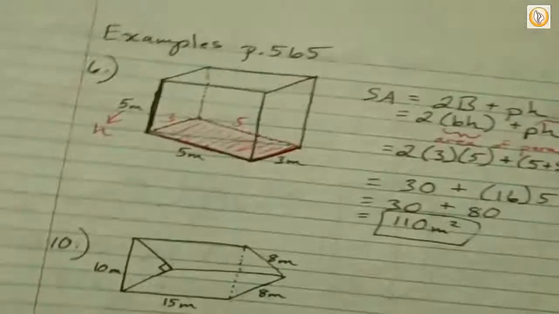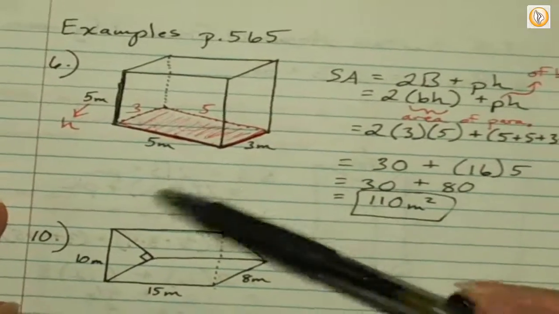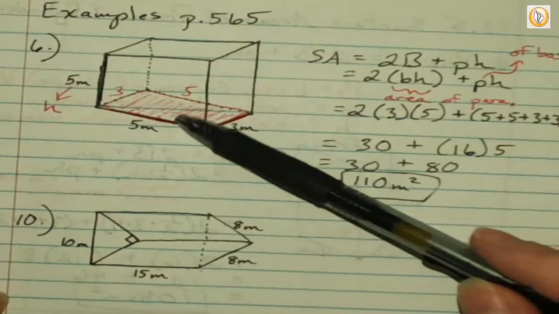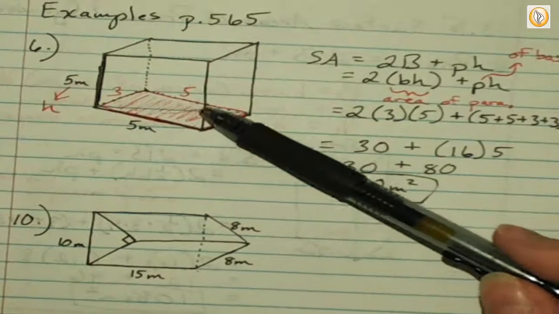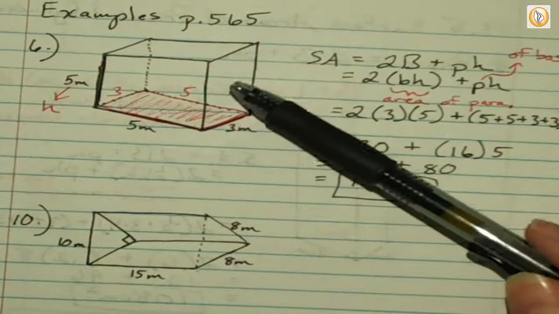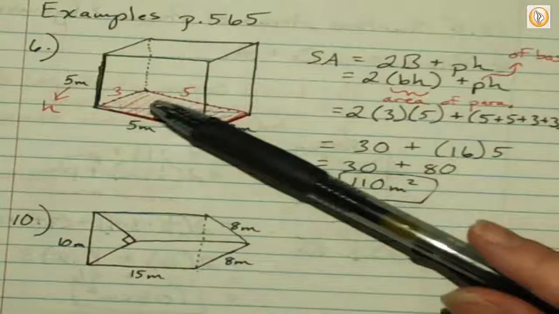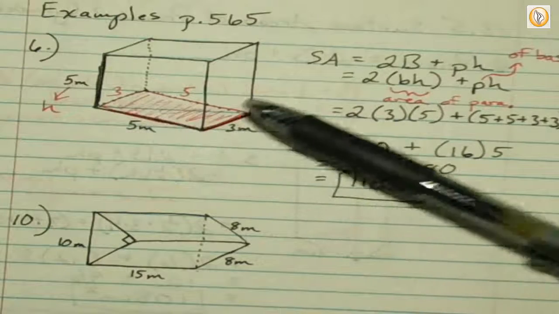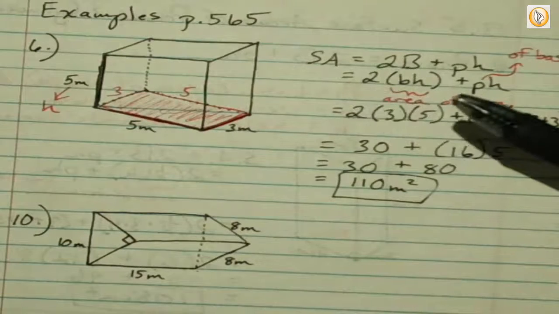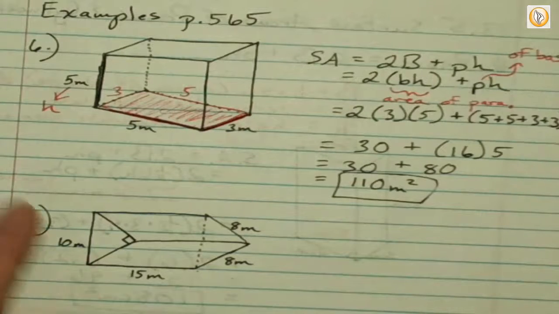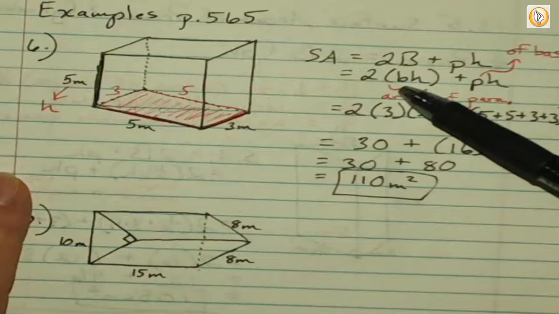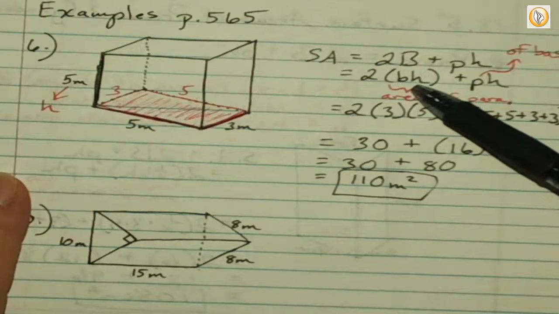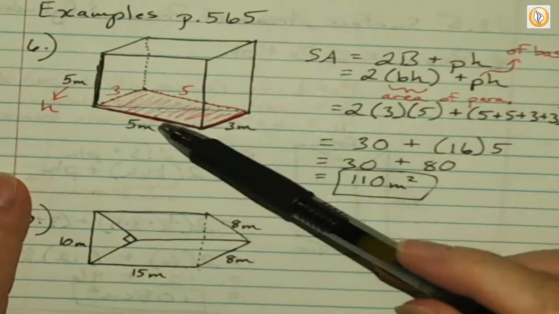Then the first one we did on page 565 was this odd-shaped rectangular type prism, parallelogram. You don't really have to know. You just know it's a 4-sided figure. Parallelogram, possibly, whatever. In that case, the big B is base times height. 3 times 5.